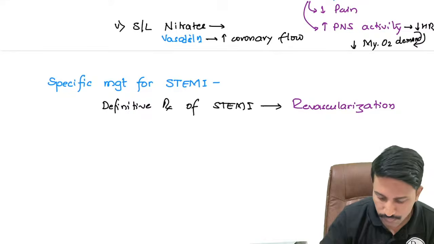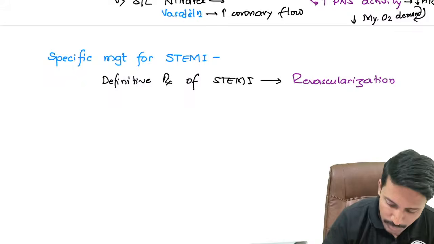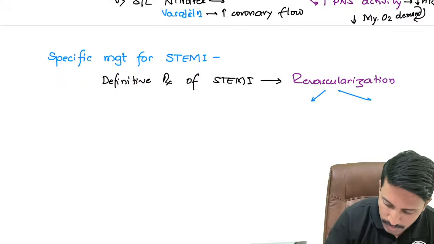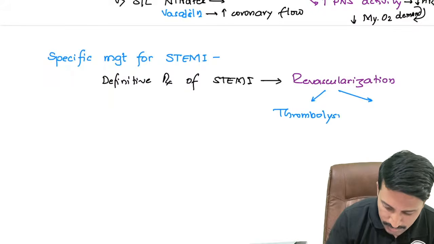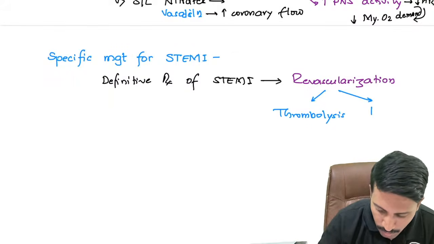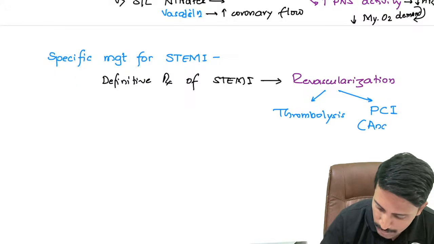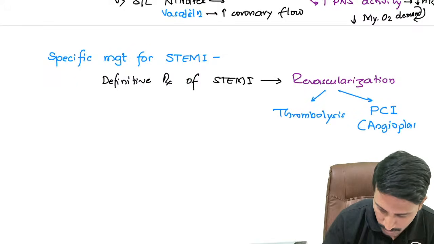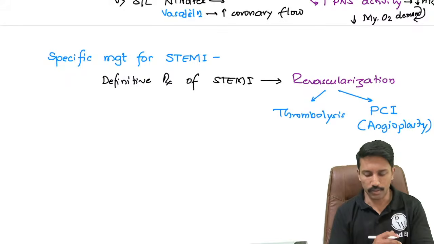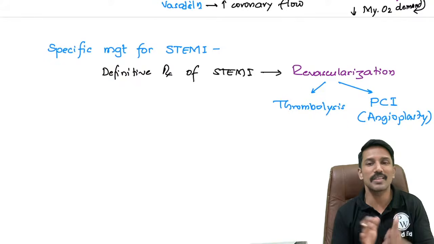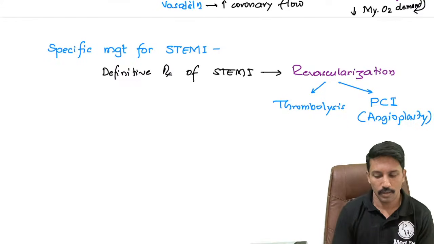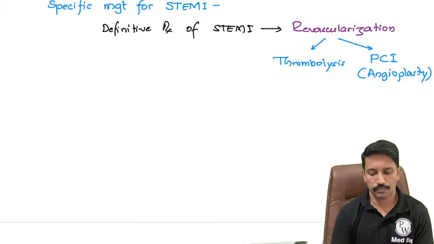Revascularization. It can be achieved by two methods. One is thrombolysis. The second one is percutaneous intervention, also called angioplasty. Okay, so now I have two choices to open the blocked blood vessel. Which one would you prefer?